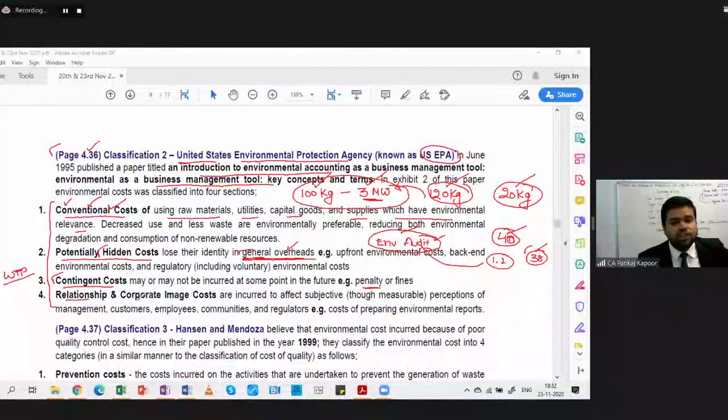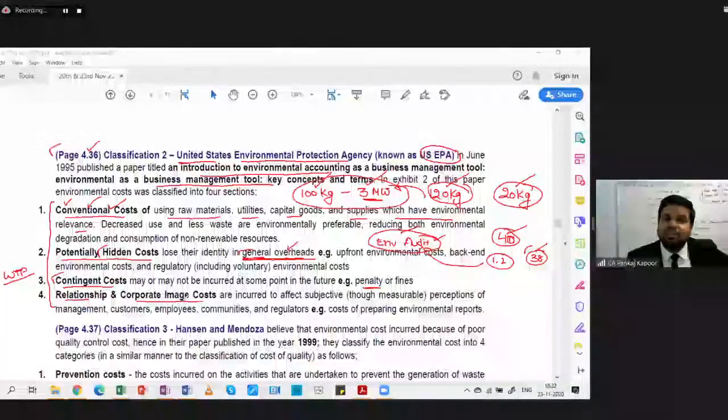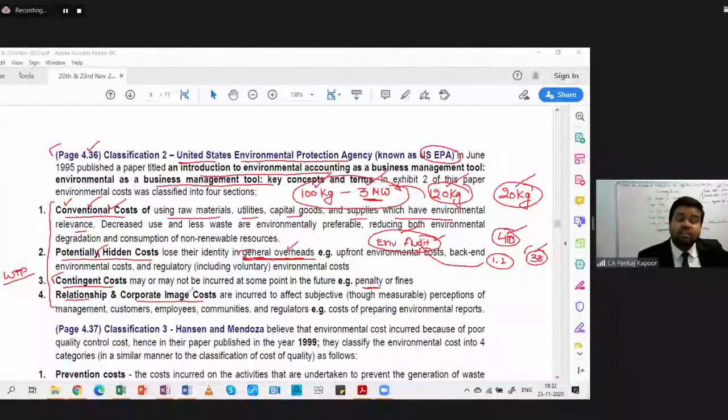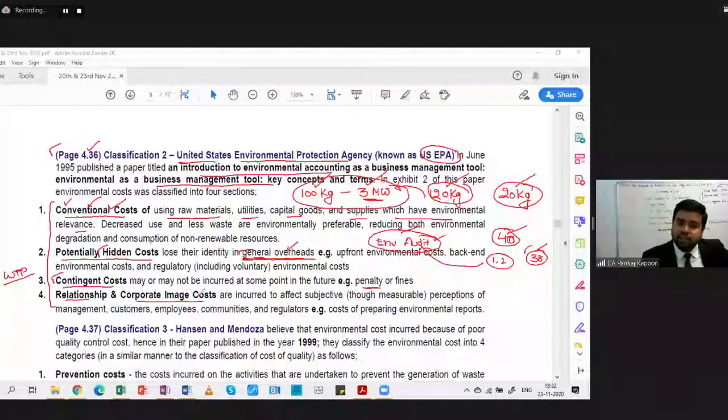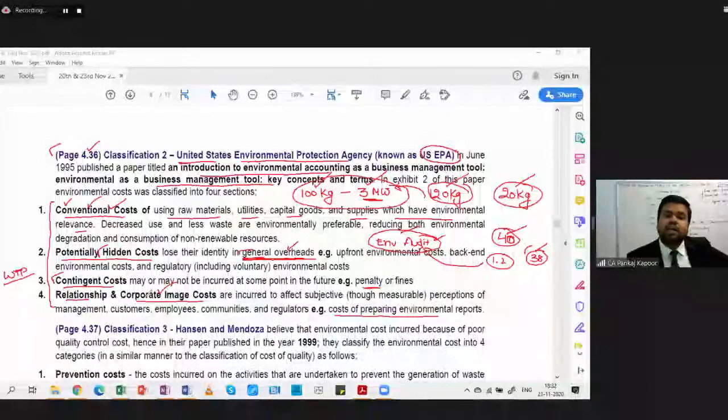Now the last, relationship and corporate image cost. Companies, in order to improve their image, nowadays print sustainability reports. In the sustainability report, they tell that they are improving their carbon footprint, they are going green, always putting go green at the priority. So the printing cost and the cost of preparing such environment reports, which try to improve the corporate image, will be considered as relationship and corporate image cost.